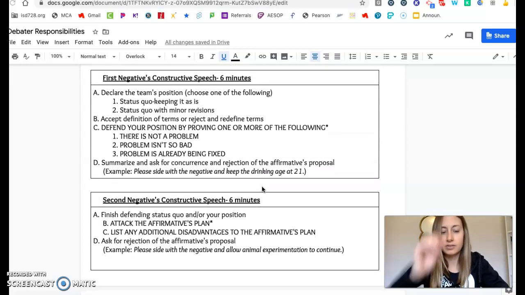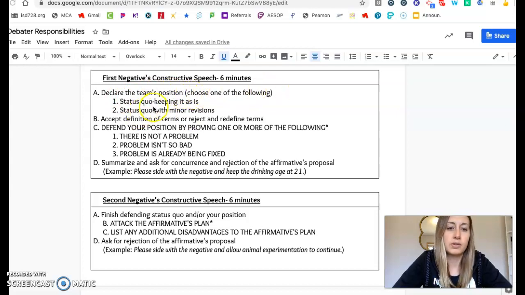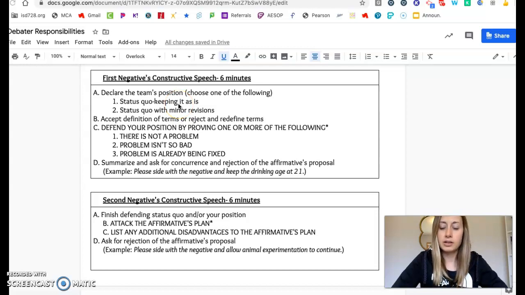For the first negative constructive speech, you'll start by declaring the team's position. Choose one of the following. The status quo is good as it is, or the status quo with minor revisions. So either the current law is good the way it is, or it might need a few tiny little revisions to it, but it's good overall the way it is.